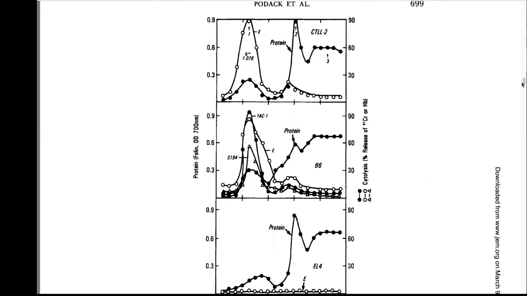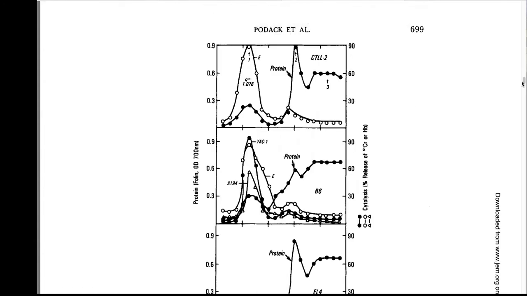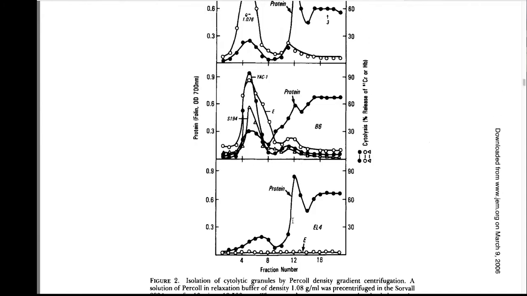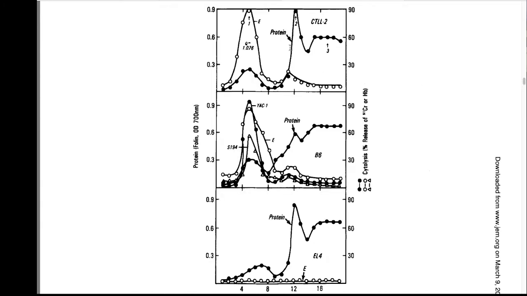So on figure 2, they did killer assays on the fractions, and also did morphology on these fractions and protein concentration. In the upper panel here, we have results with CTLL2, and in the middle panel is B6, and down here is EL4, which is a thymoma, essentially, that does not kill. So you can see here in the upper panel with CTLL2, the open circles are cytotoxicity, and the solid circles are protein determination.